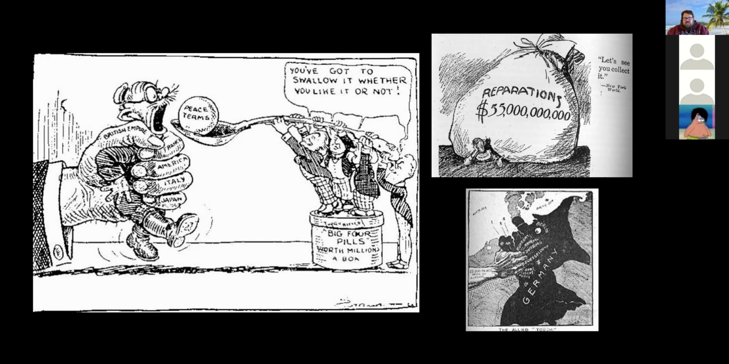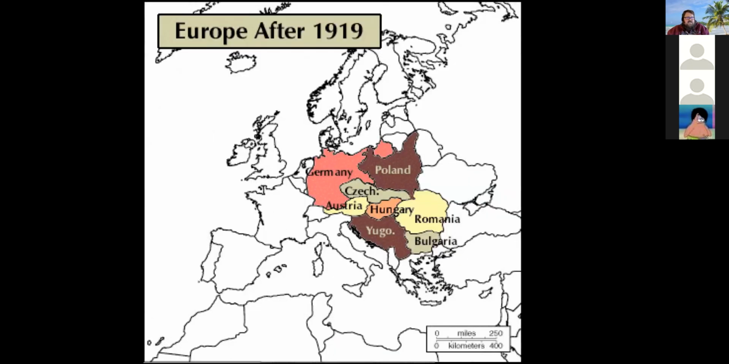And when he says we shouldn't have to obey the Treaty of Versailles, the Germans go, yeah, why should we obey the Treaty of Versailles? So yeah, ultimately this leads to World War II. And this is just another map that shows sort of the countries created out of Europe.